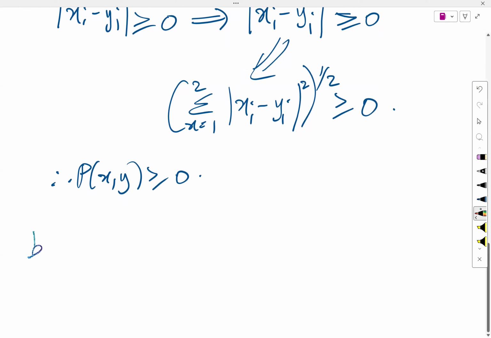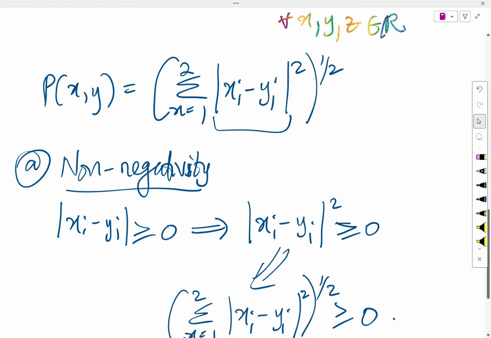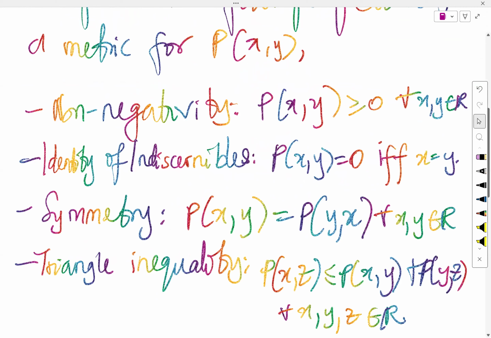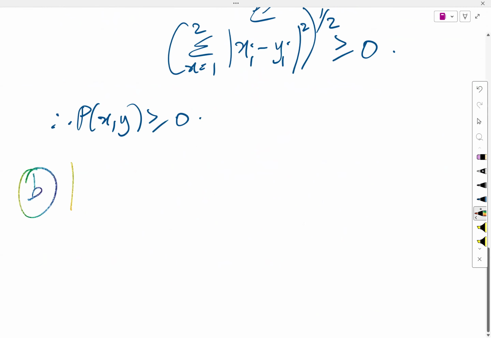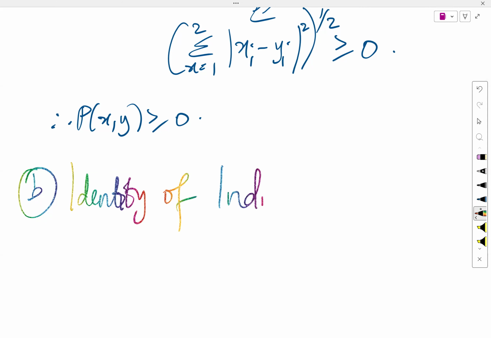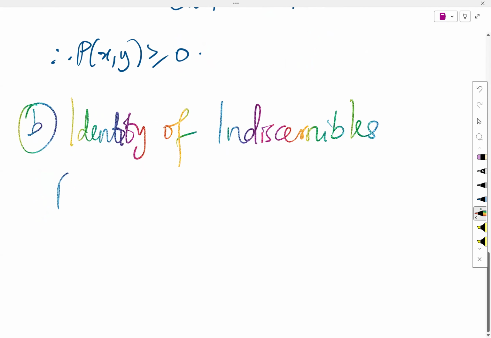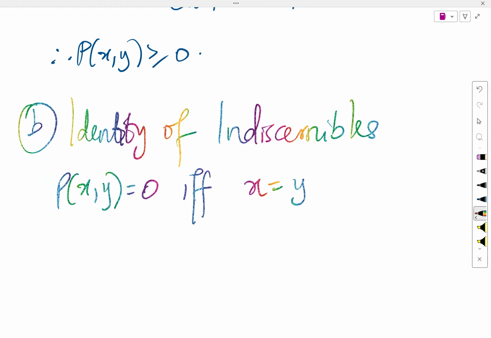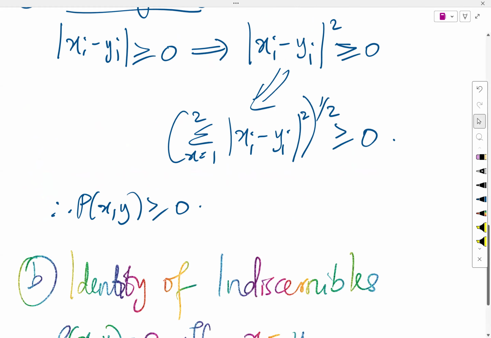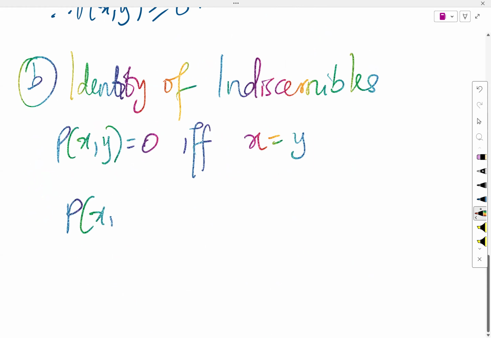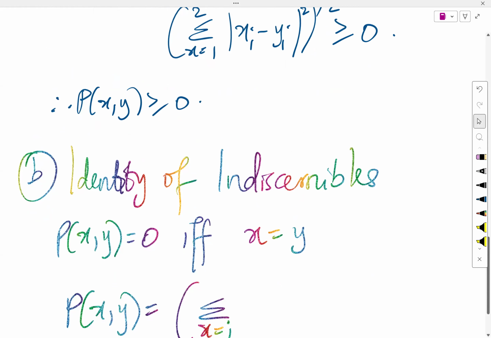Okay, so let's go to B. We talk about the identity of indiscernibles. And what that simply talks about is the fact that P of x comma y is equal to 0 if and only if x is equal to y. So you have to prove it forward and backwards. Okay. Again, you remember that P of x comma y is equal to this summation from i equals 1 to 2.